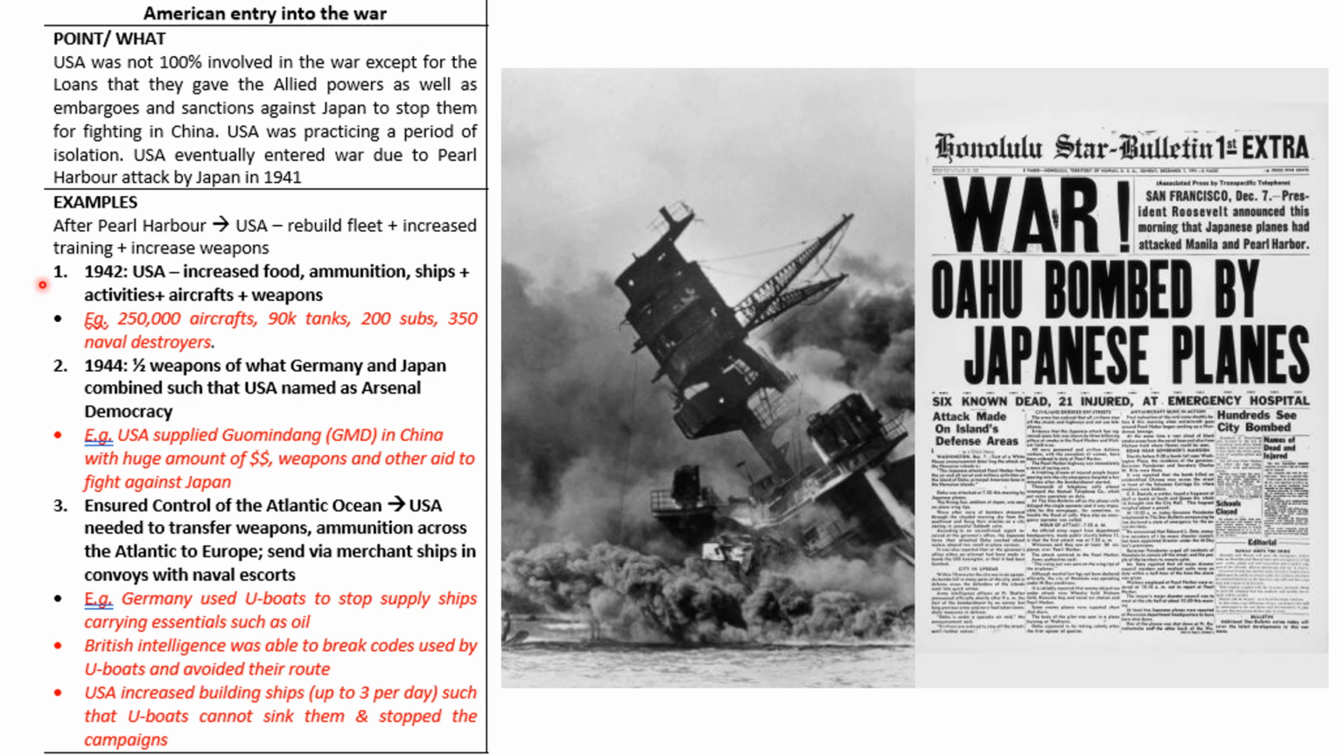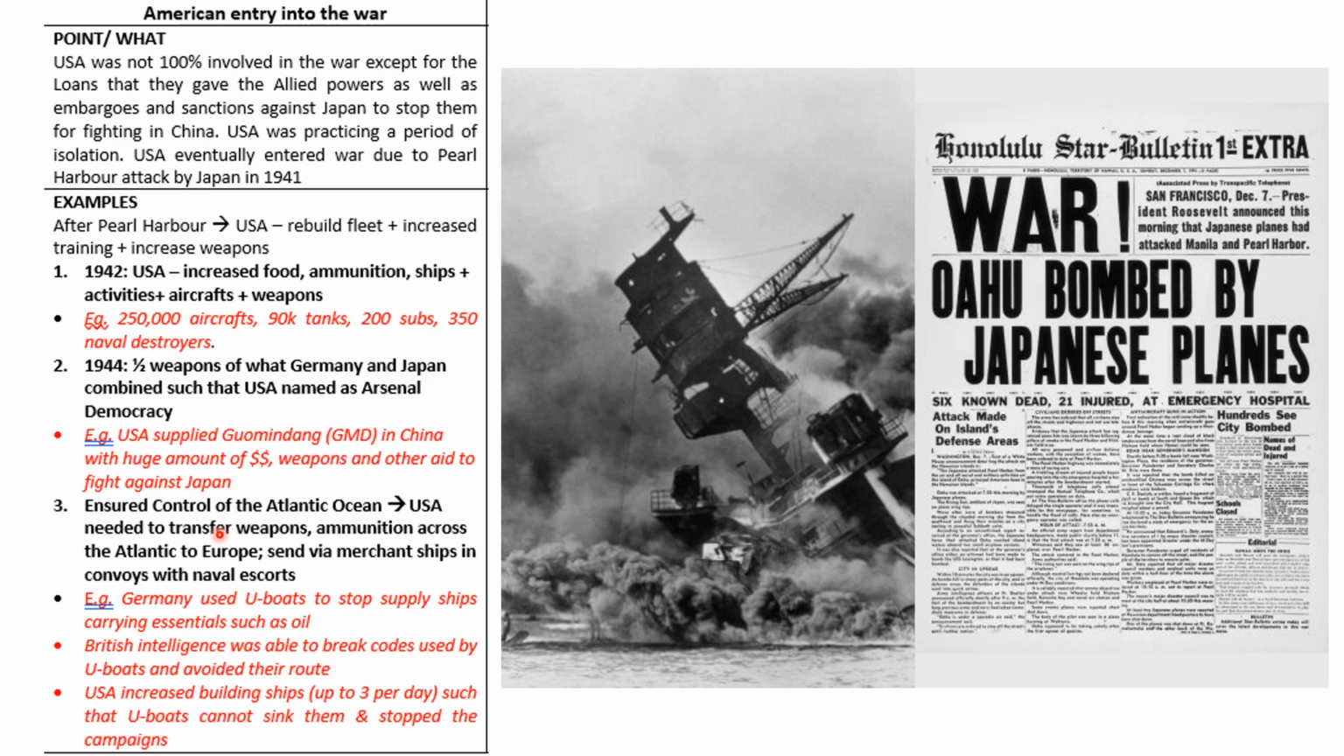You can see from points 1, 2, 3, all these are examples of how America, given its massive strength, and they were the last country that entered World War II, in fact, were able to rebuild the fleet, the ships. They were able to have more weapons than Germany and Japan combined. And this helped them in helping countries, specifically China, to fight against Japan.